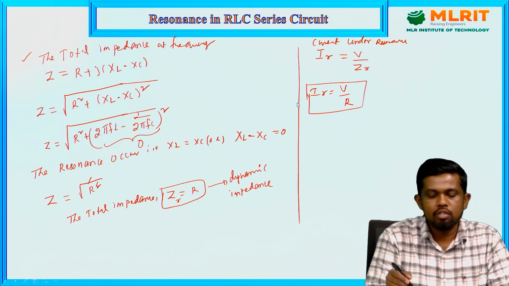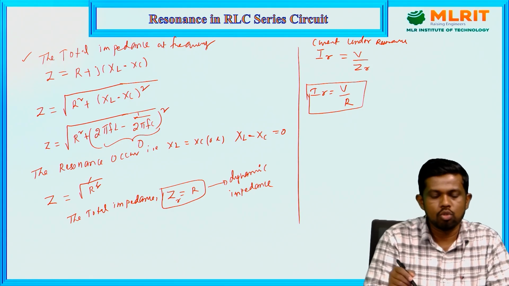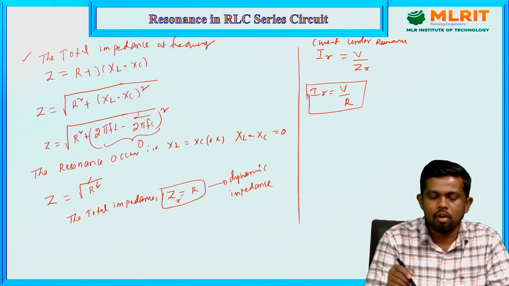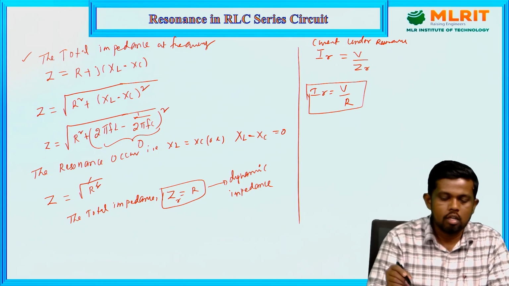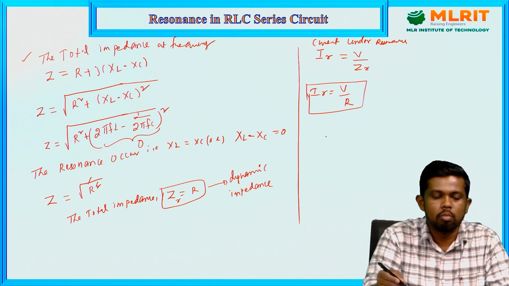We have already seen this in the case of the pure resistive circuit. Whatever current is taken by a pure resistive network, the same amount of current we got here. Under that condition, the phase angle between the voltage and current of the network becomes 0. Why?